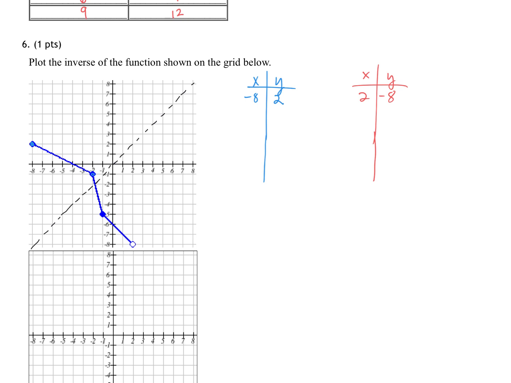The second point I see marked in blue is -2, -1. So the inverse would be -1, -2, switching the x and y. The next point for blue I see is -1, -5. So the point in red would be -5, -1. And then finally, I see this open circle down here at 2, -8. So the open circle for the inverse will be -8, 2. So I've got 2, -8. So in red, it's going to be colored in here.